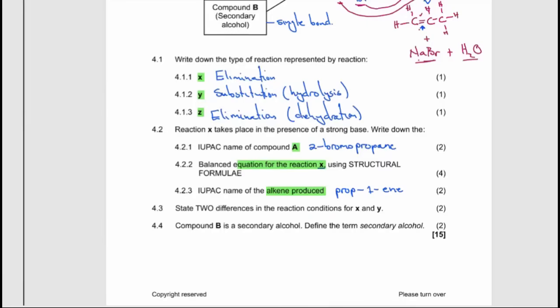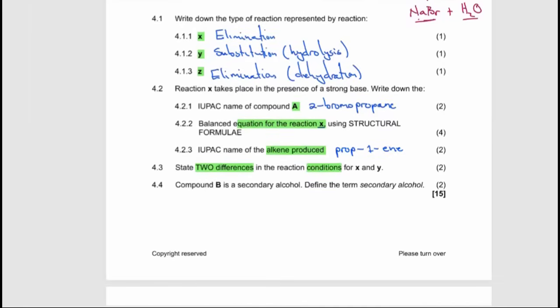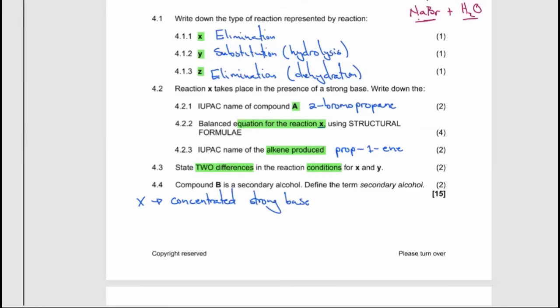Then to proceed to the next question, it says 4.3, state two differences in reaction conditions for X and Y, right? So for X and Y, we're looking for differences in reaction conditions. I'm going to start with X there. So what's there in terms of X? For X, we're going to have a concentrated strong base. Usually it's accompanied by heat, right? So I'm going to say heat.